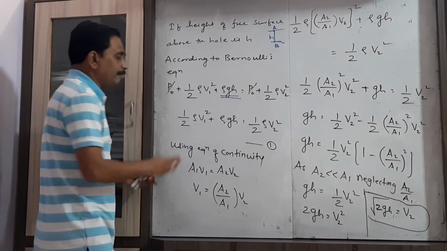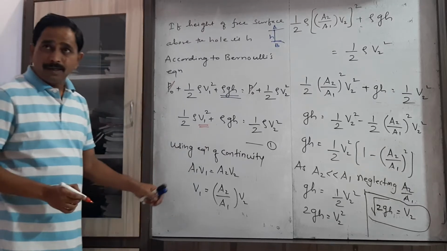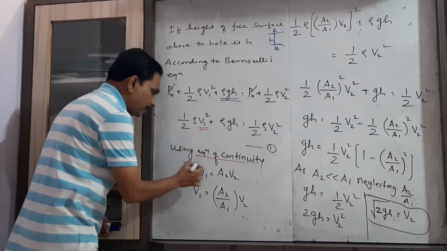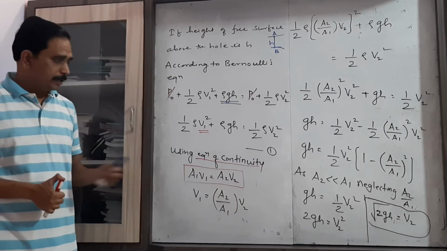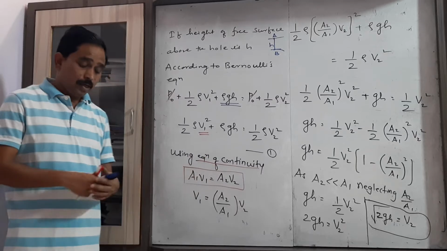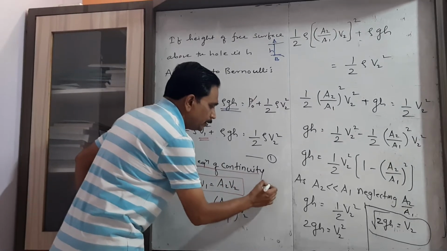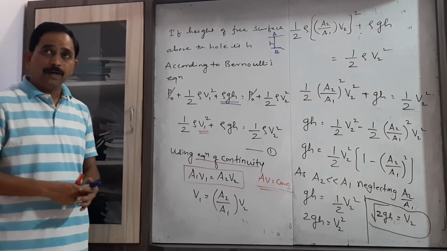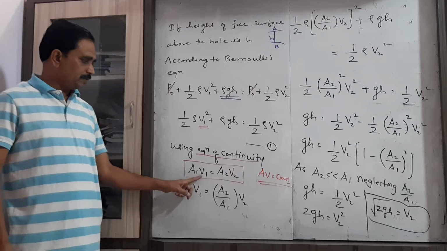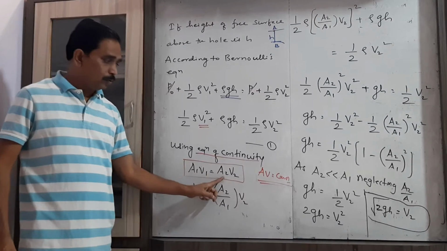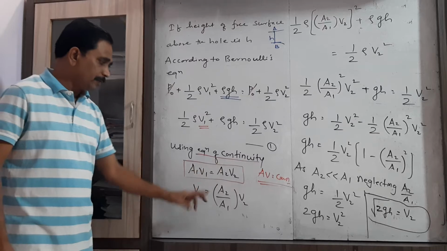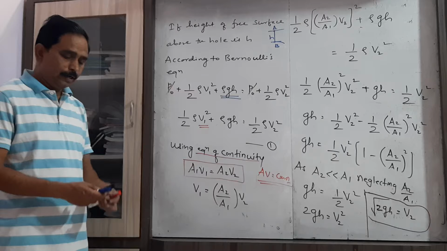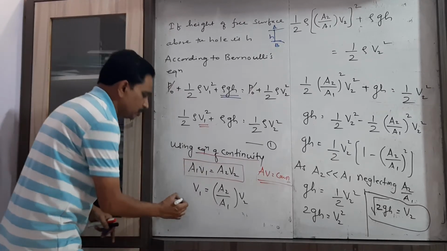Now in order to find the value of V1, use the second equation, that is the equation of continuity. According to the equation of continuity, the product of area of cross section and velocity always remains constant, that is AV equals constant. Use this formula for the two situations: area of cross section A1 with velocity V1, and area of cross section A2 with velocity V2. From this I write V1 equals A2 by A1 into V2. Now put this value in equation 1.